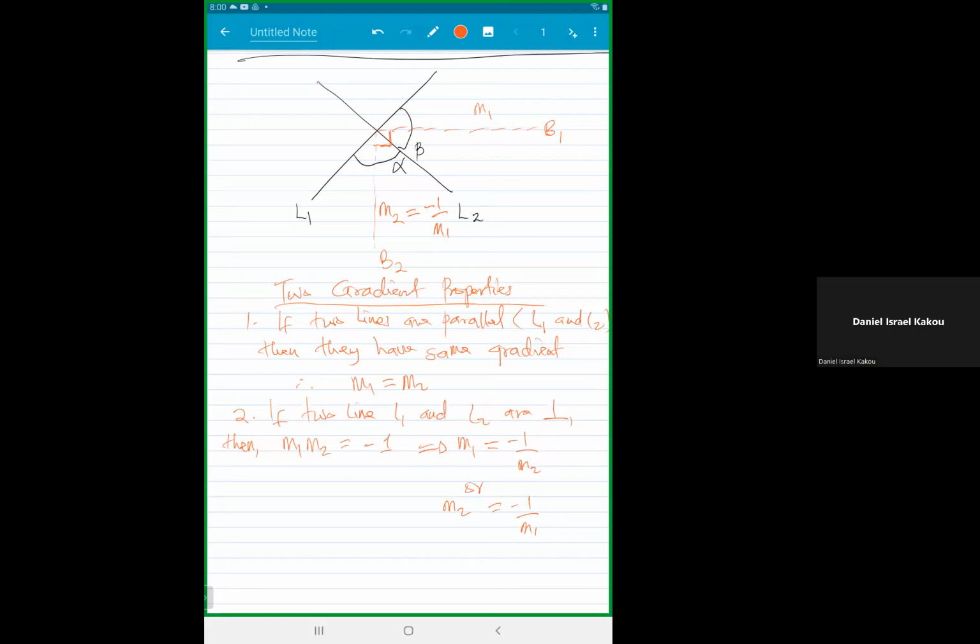So that is all you should know about the first part of coordinate geometry. And we can now go ahead and solve some of the questions.